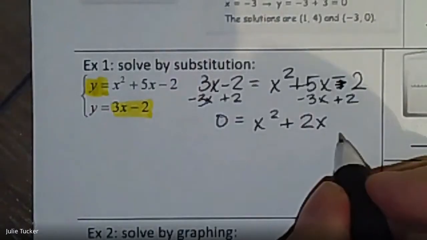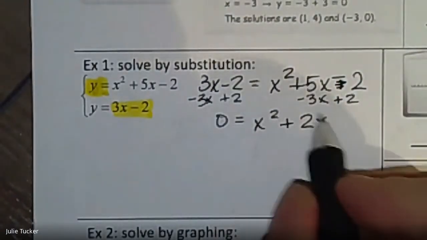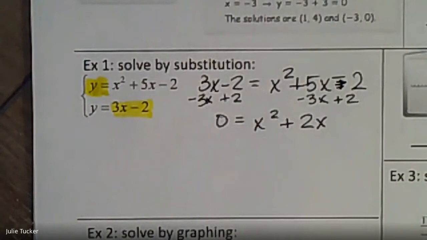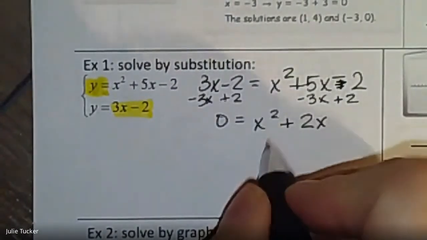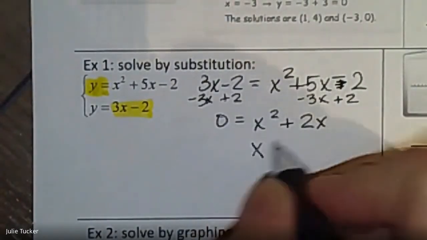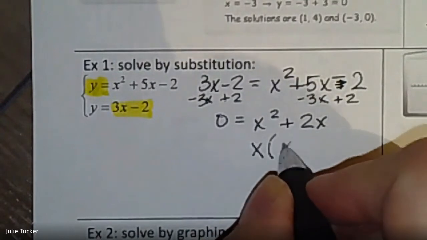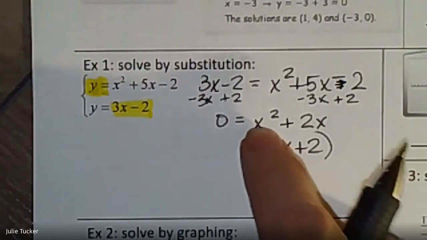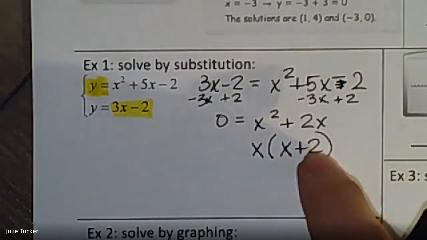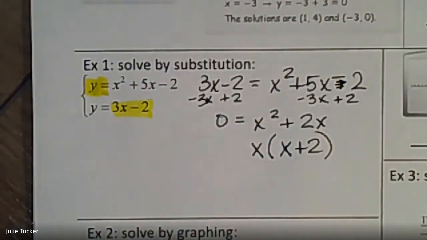Good. So now I can factor this quadratic. Because you remember that factoring is one of the ways to solve. So I'm just looking at this and I'm noticing I could factor it. I can divide x out of it and I'll get x plus 2. Because x times x is x squared, and x times 2 is 2x.